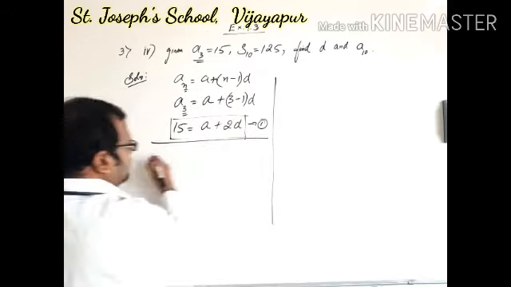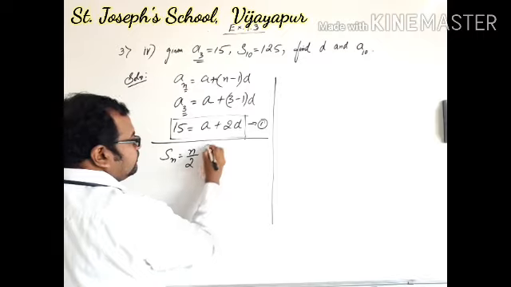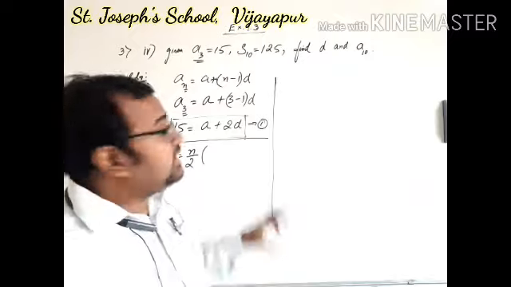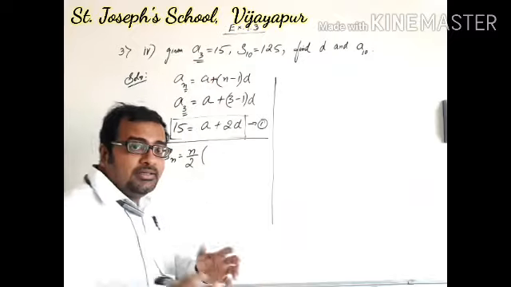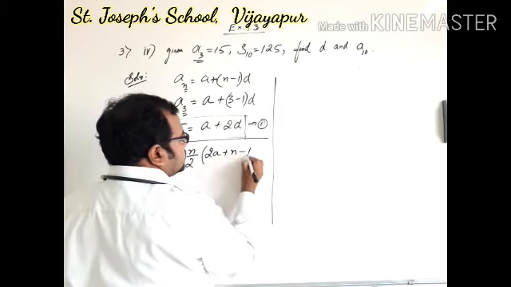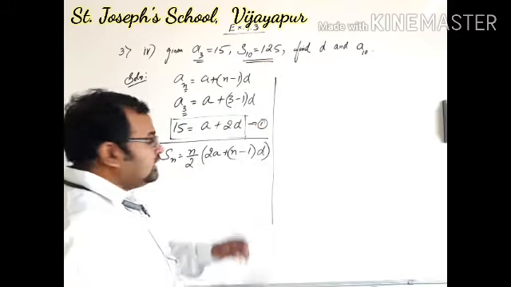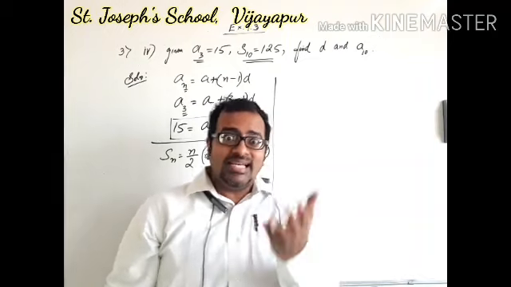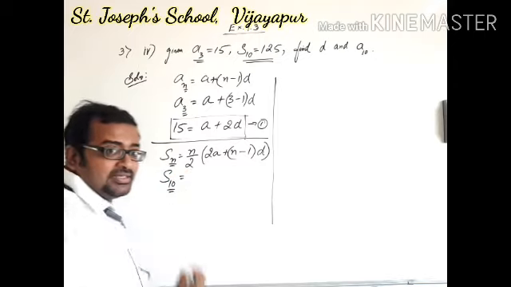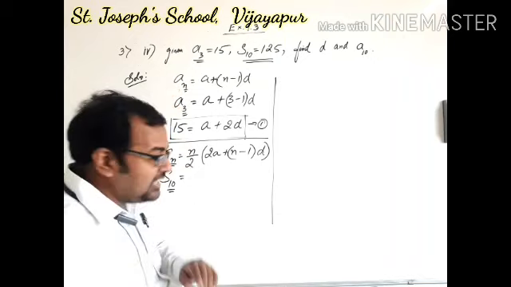Then S10 is given, so we apply the Sn formula. Sn is equal to N upon 2. This time I am not using the shorter version because we don't have A and An both. We have only An, but we don't know A. So we go by the longer method, which is 2A plus N minus 1 into D. I apply this time the S10 formula. So this time N is not 3, N is 10. See the difference? Sn becomes S10. So N is replaced with 10. Remind you once more, N is not 3, N is 10.